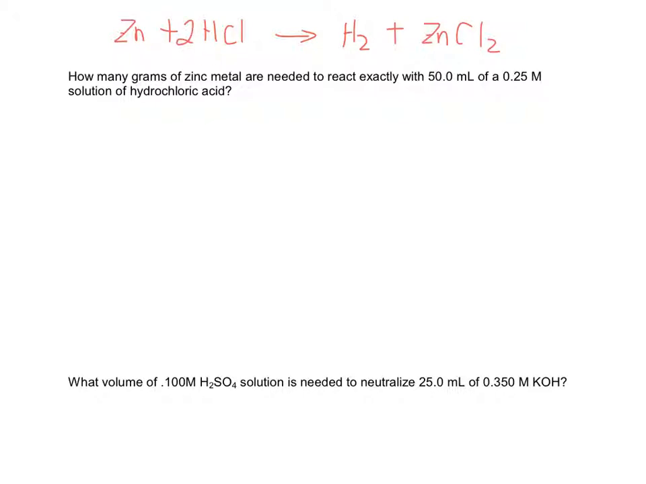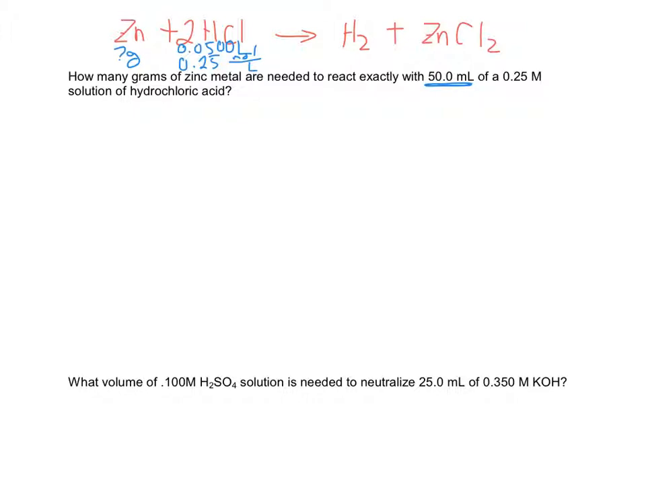The second step, I like to just write my numbers underneath my substances here. And so we're trying to find grams of zinc, so I'm going to put question mark grams. We are given that we have 50 milliliters of a 0.25 molar solution of hydrochloric acid. So since we always use liters when it comes to molarity, I'm going to change that to liters. 0.0500 liters for the HCl. It's also 0.25 molar. So 0.25, I prefer to write it as moles per liter. You can write it as molar if you'd like. It's totally up to you.